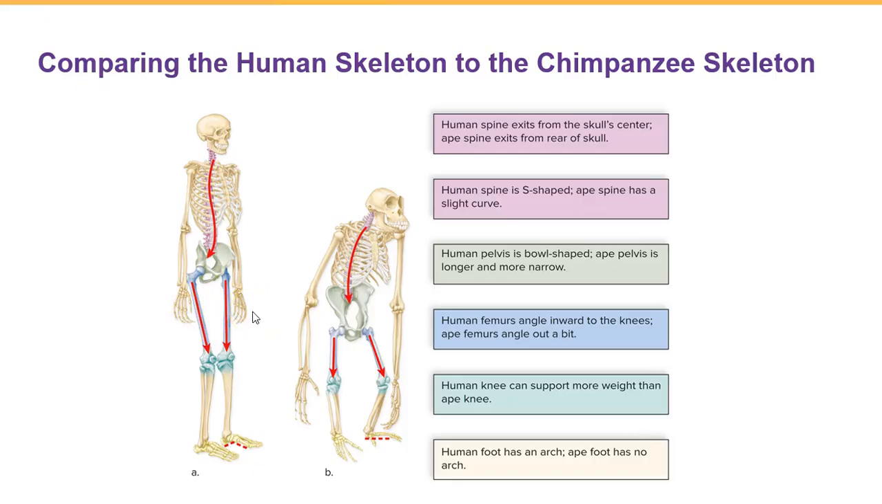And now let's look at their femur or thigh bones. In humans, they angle inward toward the knee, which helps us walk efficiently, but in apes, the femur angles out a bit. Then the knees in humans are designed to support more weight, which is important for bipedal walking. And also, if you look at the feet, humans have an arch in the foot, which helps absorb the impact and provide spring while walking. Apes have flat feet, which are better for climbing. So overall, these skeletal differences show that humans are specialized for upright walking, while chimpanzees are more adapted for climbing and moving in trees.